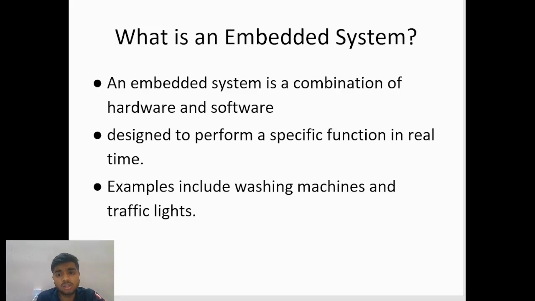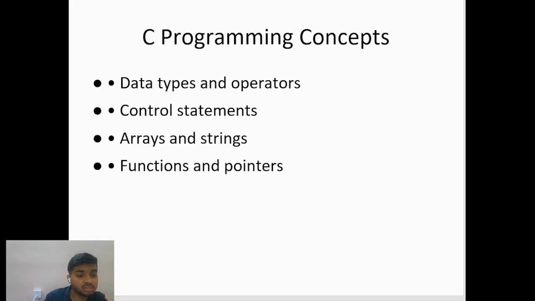Common examples include washing machines, microwaves, traffic light controllers, and medical devices. Embedded systems are an essential part of modern technology. The main points are that an embedded system is a combination of hardware and software, also designed to perform a specific function in real time. Examples include washing machines and traffic lights and much more. We will go to next slides.